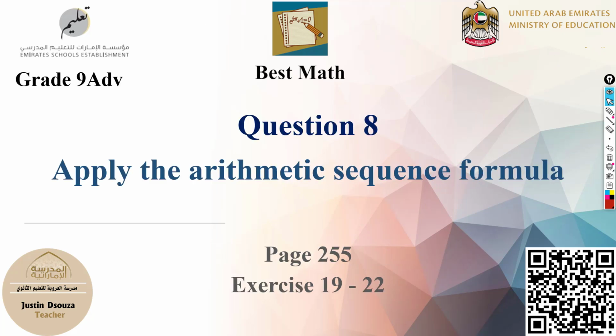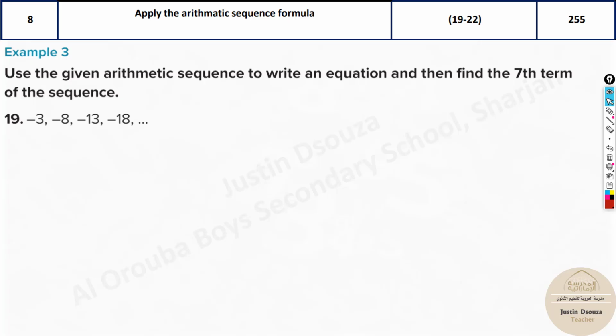Question number 8 is to apply the arithmetic sequence formula. Here it is about arithmetic progressions and sequences. We will look into a problem. We have to use the arithmetic sequence to write an equation and then find the seventh term of the sequence. See, don't directly substitute the formula and get the answer, because you might be asked in your MCQs to write the equation. There is no calculator method for this first part. So it's very easy, just a formula.